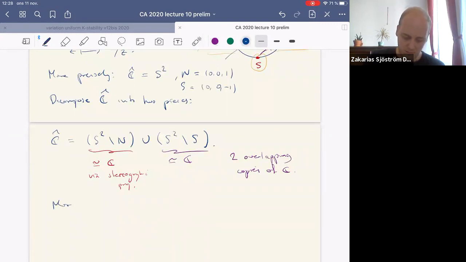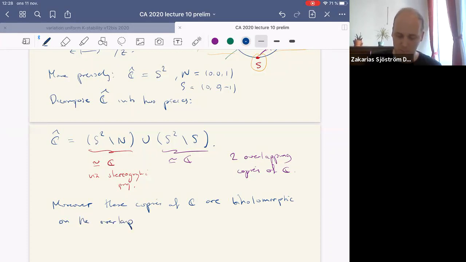Okay, and so moreover, these two copies of C are actually what you call biholomorphic. I will explain to you what that means. It's not hard. So on the overlap, what is the overlap of these two sets? Well, the overlap is almost everything, just you remove both the north and the south pole.